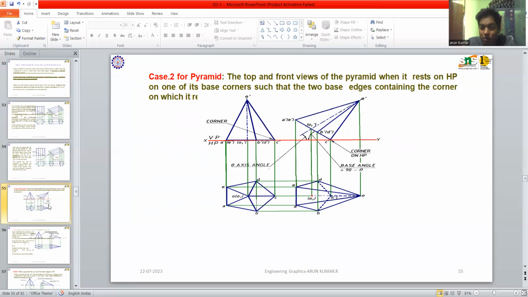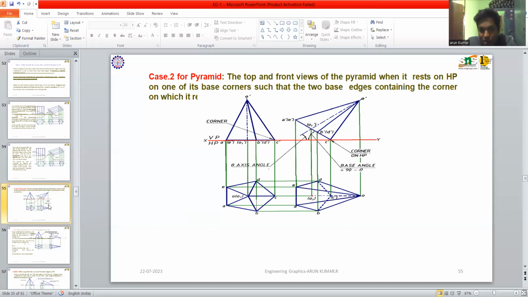So according to the conditions of the solid, I have to position it and draw the top and front view of the solid. The top view here is a pentagon, and the front view of the pyramid looks like a triangle. For example, for the top view of the pentagon, I name it A B C D E. Each corner has a projection line that meets the reference line, the XY line. So there are A dash, E dash, D dash, B dash, and C dash.